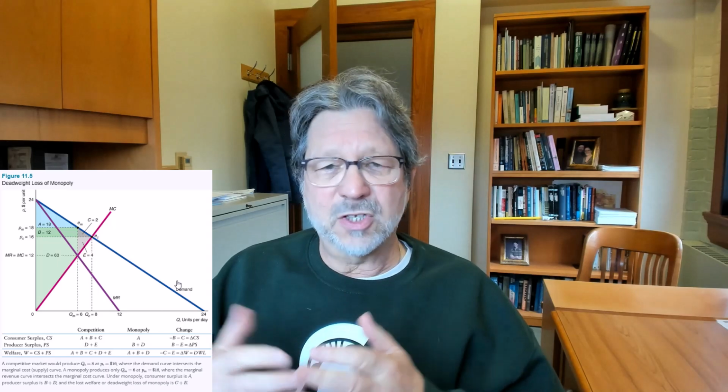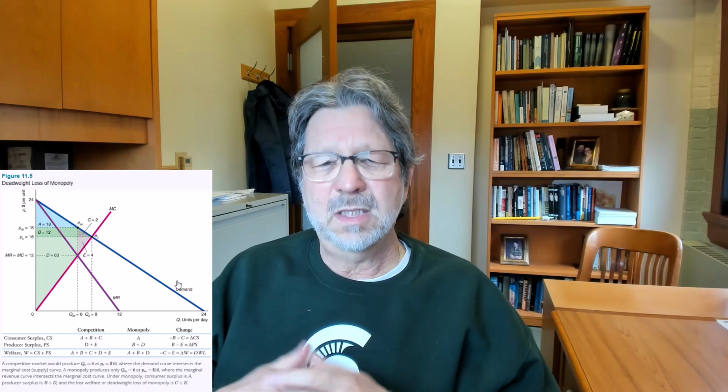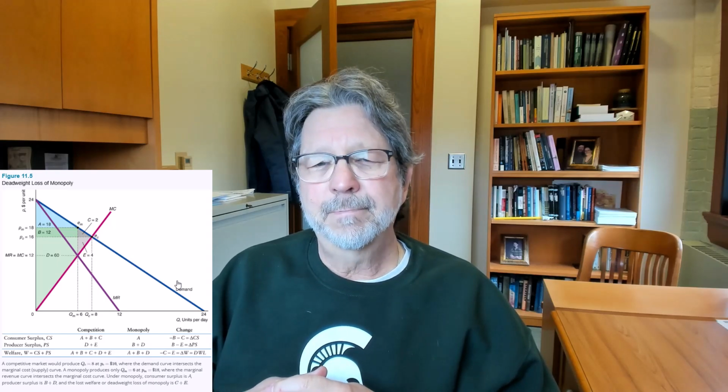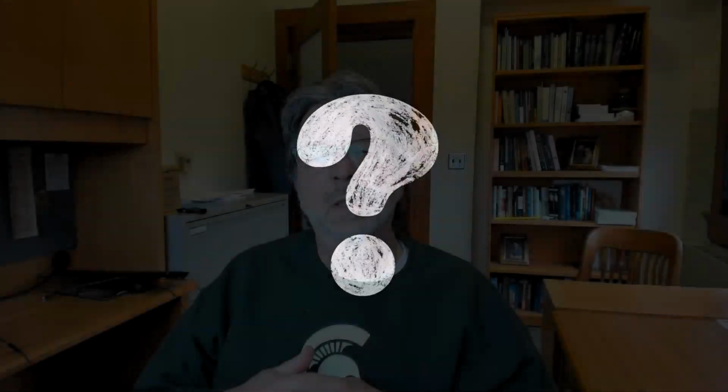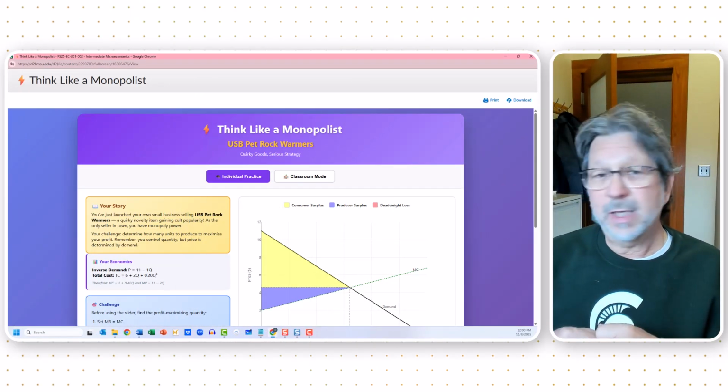Economics has a problem. Students look at graphs like this and memorize the shapes. They can identify consumer surplus as area A and producer surplus as B plus D, and deadweight loss as C plus E. But when I ask, what happens to consumer surplus if the monopolist increases quantity by 1 unit, they freeze. They've memorized the labels, but they can't visualize how the system actually works or predict what changes when conditions shift. So I created these interactive simulations.